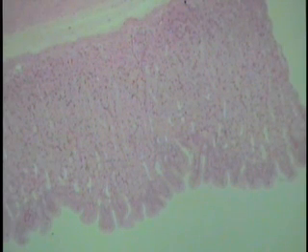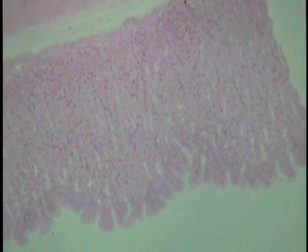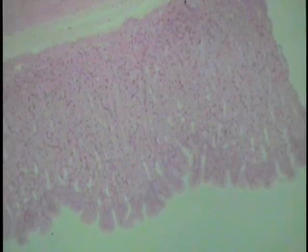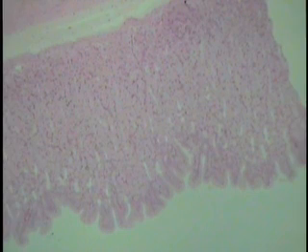Learning objectives for lining or covering epithelium. One, be able to locate, identify, and classify the various types of epithelia in a given section of histological material. And two, be able to identify the various apical specializations associated with specific epithelia and understand their functional connotations.